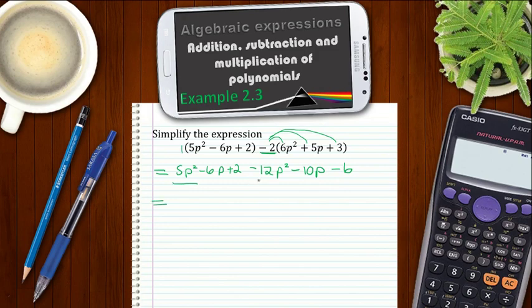So once again, we have our like terms. Okay, 5p squared minus 12p squared gives me negative 7p squared. Negative 6p minus another 10 gives me negative 16p. Plus 2 minus 6 is negative 4.